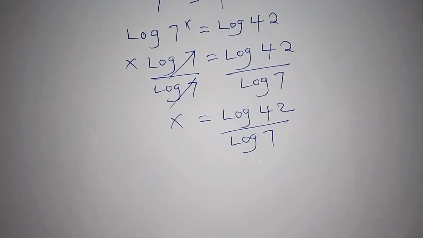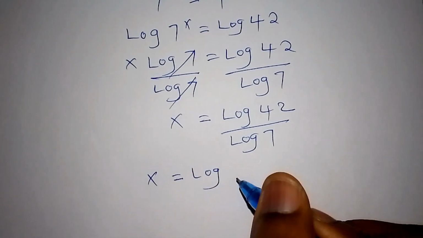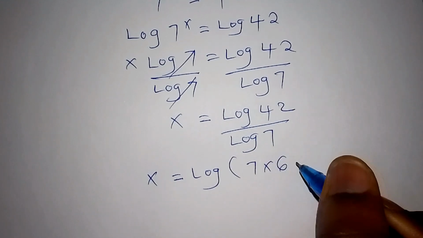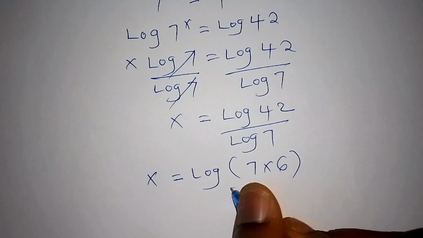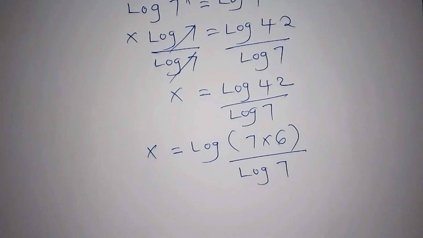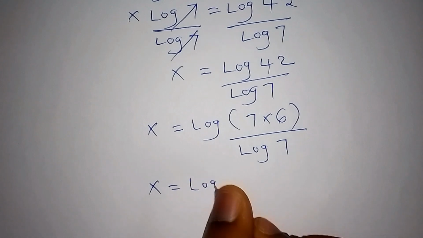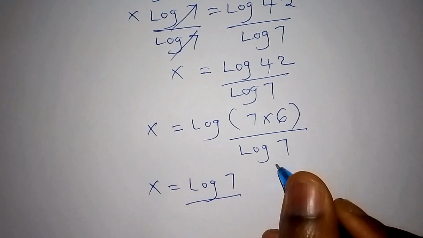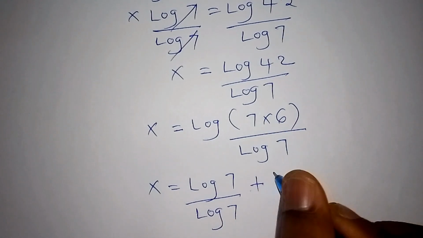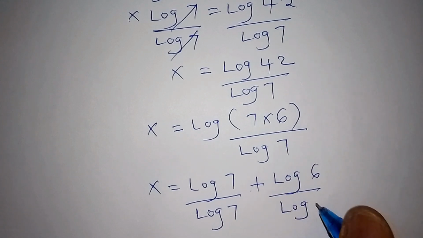We can still express the log of 42 and say that x is equal to the log of 42, which can also be expressed as 7 multiplied by 6, closing the bracket, all over the log of 7. Next we can split, and say that x is equal to the log of 7 all over the log of 7, then the sign changes to addition, plus the log of 6 all over the log of 7.